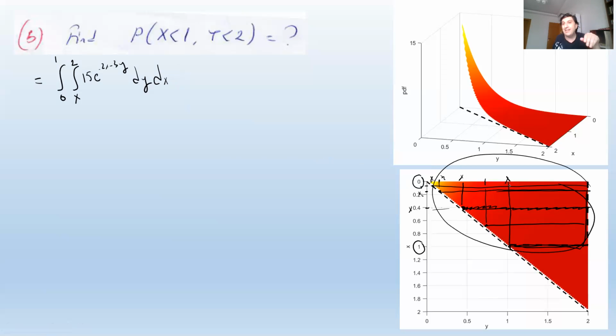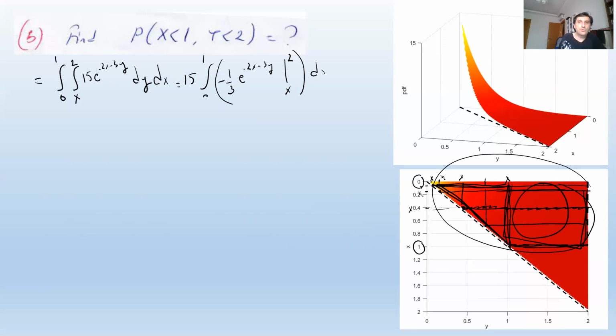But if you like, you can divide it into separate segments and write an integral to find the volume over this region and write another integral to find the volume over this region. Do whatever you like. This is the method I prefer. Anyway, now it's going to be a total integration, nothing fancy here. It's going to be 15 exponential minus 2x minus 3y integrated with respect to dy. So it's going to be minus 1 over 3 exponential minus 2x minus 3y from x to 2, dx.